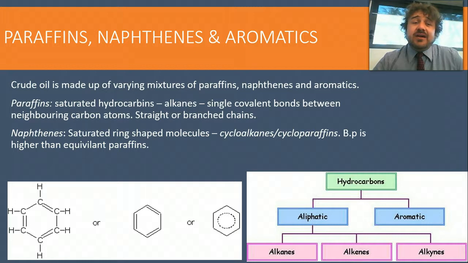Naphthenes are saturated ring-shaped molecules, also called cycloalkanes or cycloparaffins. Their boiling point is higher than the equivalent paraffin. So if you've got the paraffin hexane and the naphthene cyclohexane, the boiling point for cyclohexane will be higher.